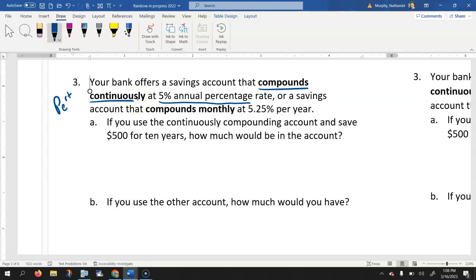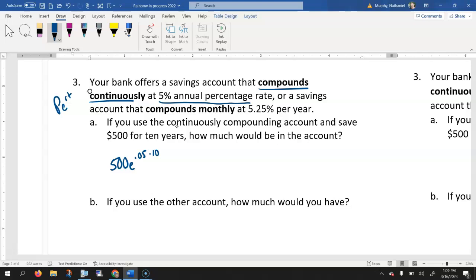So for the first part, part A: if you use a continuously compounded account and save $500 for 10 years, how much will be in the account? So our initial balance, our principal, is 500 times e. Our rate would be 0.05 times our time, which is 10 years.